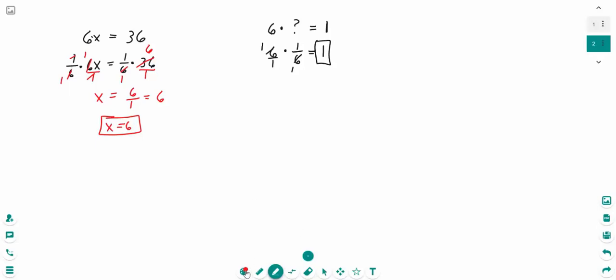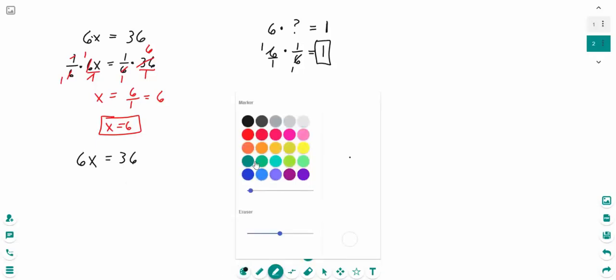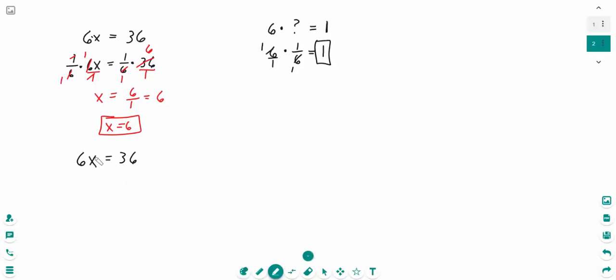Now, another way to solve this problem, and it's equally as good, maybe even better, 6x equals 36, is to do what I said earlier, which is to think about this in terms of division. So 6 times x, well, I want to undo that, and I can undo it by what we did up here, multiplying the coefficient by its reciprocal.